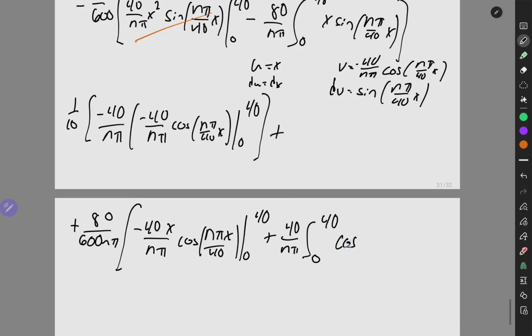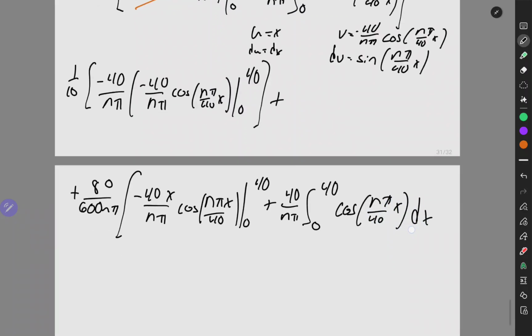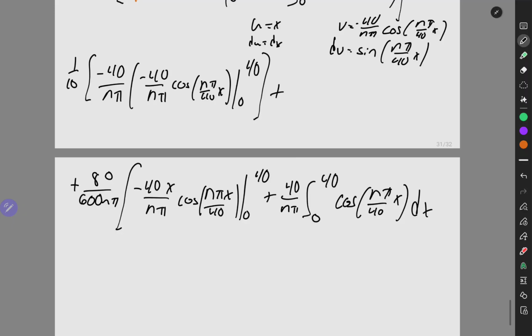Cosine dx. And we're almost there. You'll see this is the integral of a cosine, which ends up being evaluating a sine, which is going to be 0. The sine of n pi is 0. So I'm thinking ahead here. These other two are going to evaluate to something, unfortunately.